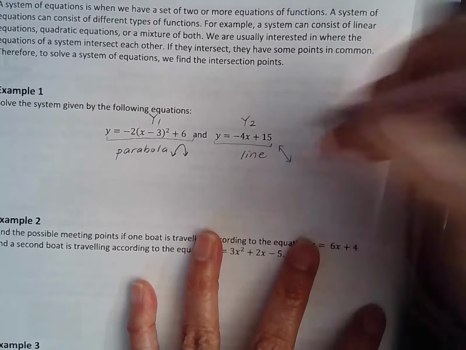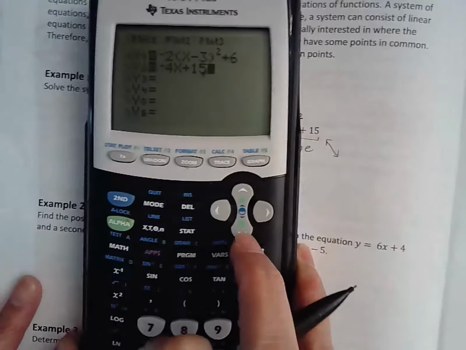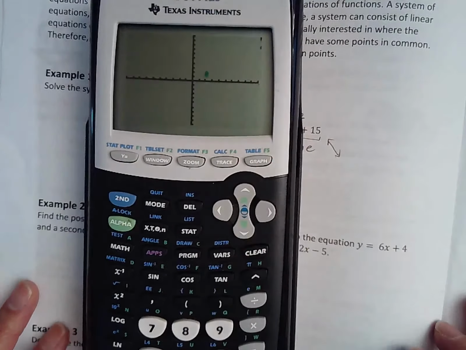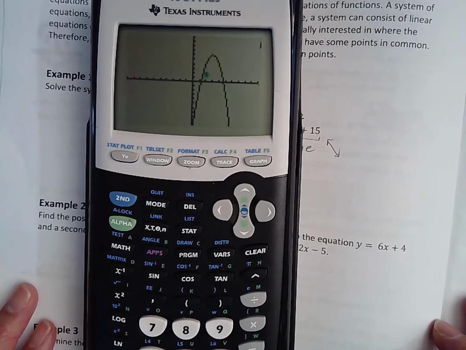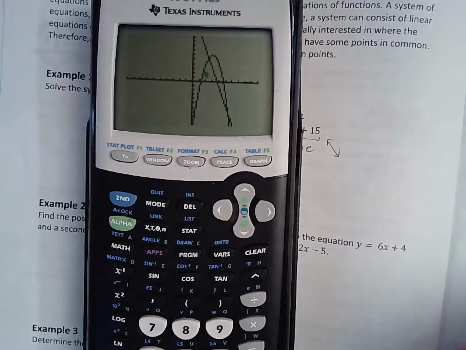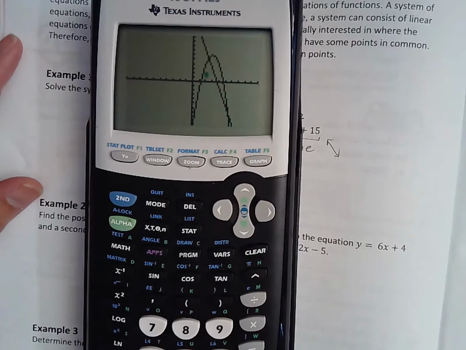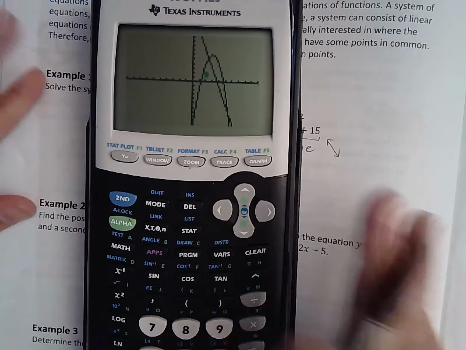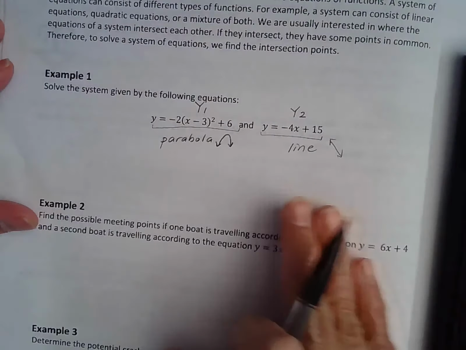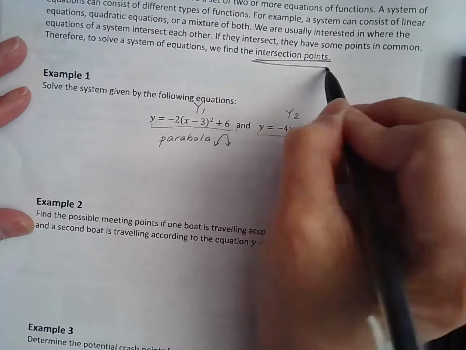So press graph. Okay, just as we predicted, it's a parabola opening down and then the line going down. To solve the systems of equations, what we're trying to do is figure out the coordinates of their intersection. So we're gonna look at their common points of intersection.